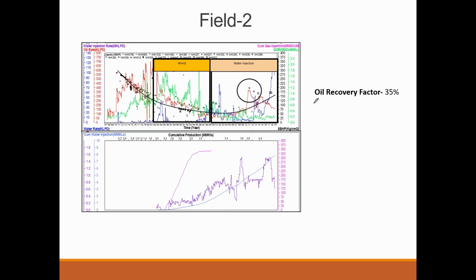And the most important factor is the recovery factor. That is also substantial, 35%. So these two fields in Oil India Limited have several examples, but these two examples have been shown to you for real field experience where water injection has really worked, and we have gained both in terms of reservoir pressure as well as oil recovery factor.